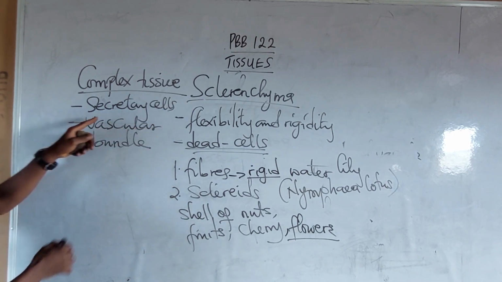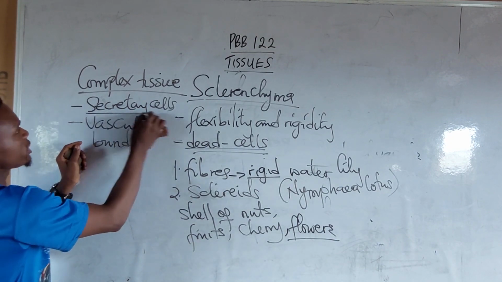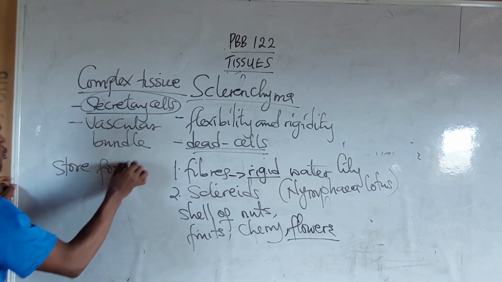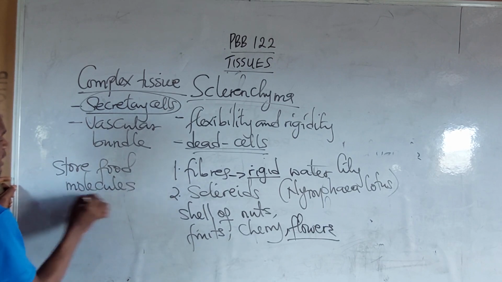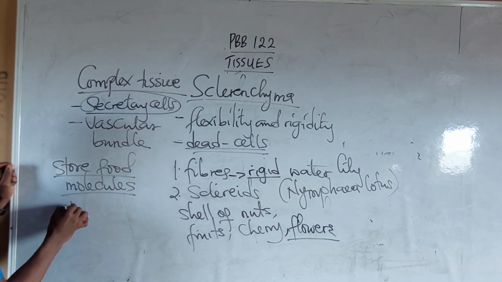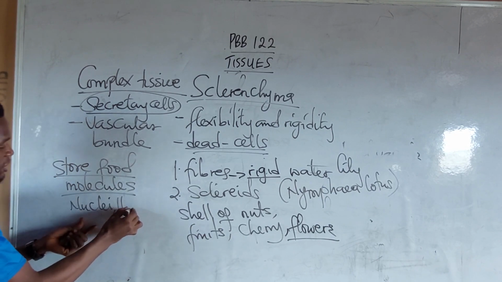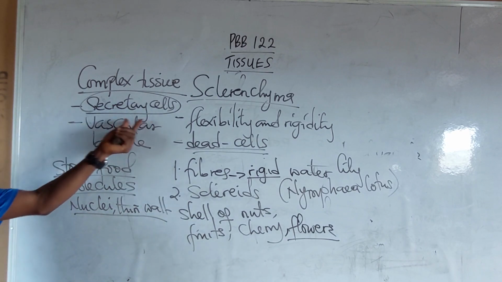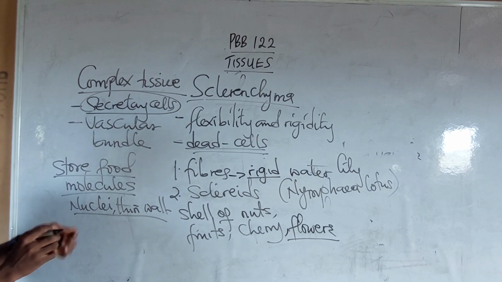Now the fact that they wrote secrete does not mean that they excrete substances. No. What they do, they store food molecules. Alright? And again they have a lot of nuclei, and they have thin walls. So these are the features of what? The secretory cells. What do they do? They store food molecules, alright? Now the next one is what?